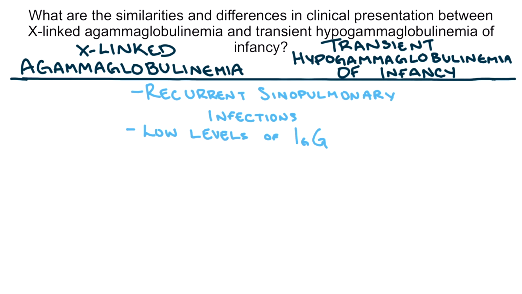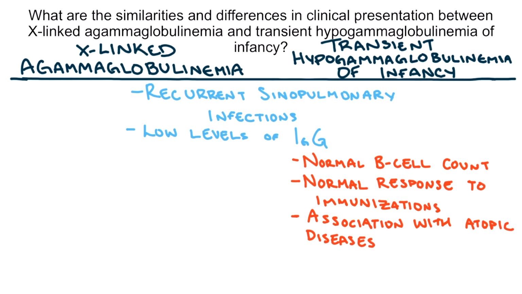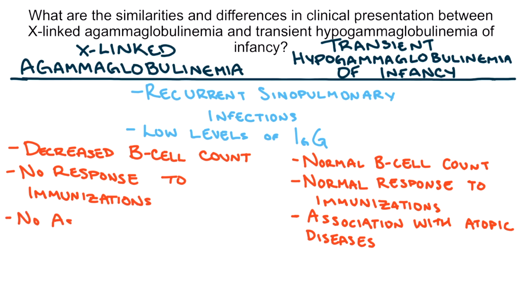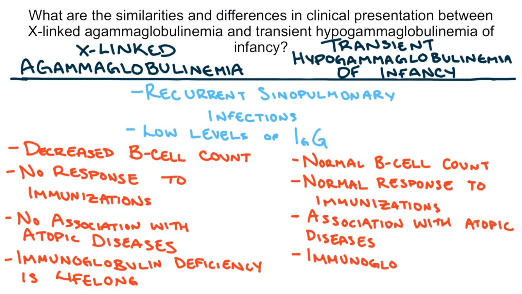Patients with transient hypogammaglobulinemia of infancy, however, will have a normal B-cell count, a normal response to immunizations, and they often have some form of atopic disease such as eczema. Patients with X-linked agammaglobulinemia, on the other hand, will have a decreased B-cell count, no response to immunizations, and have no association with atopic disease. Lastly, as we learned on the previous slide, X-linked agammaglobulinemia is a lifelong condition requiring lifelong immunoglobulin replacement therapy. This is in contrast to transient hypogammaglobulinemia of infancy, which, as the name suggests, is transient, meaning that the immunoglobulin deficiency will self-resolve and will not require any intervention beyond standard observation.